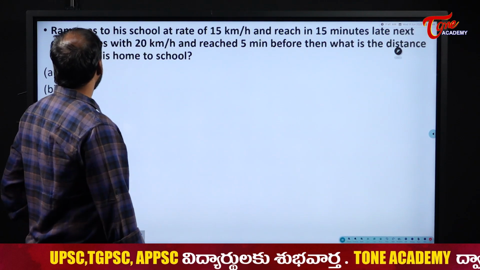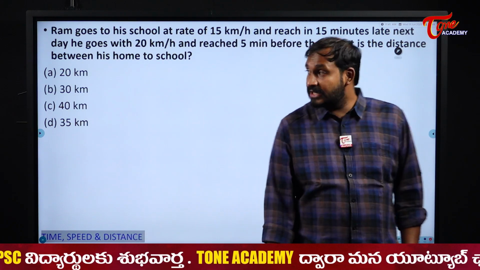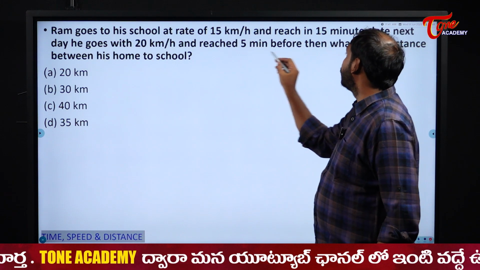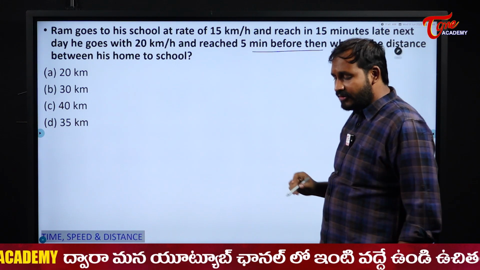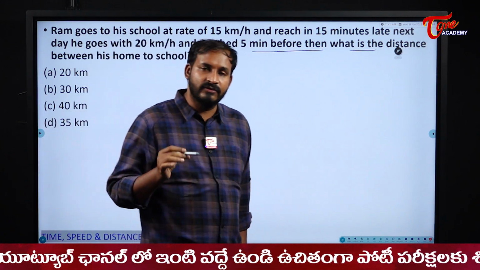Now see here. Ram goes to his school at a rate of 15 kmph, reaches 15 minutes late. Next day he goes at 20 and reaches 5 minutes before the time. What is the distance? Now here the most important thing is finding the difference. Anyway, you have the formula.